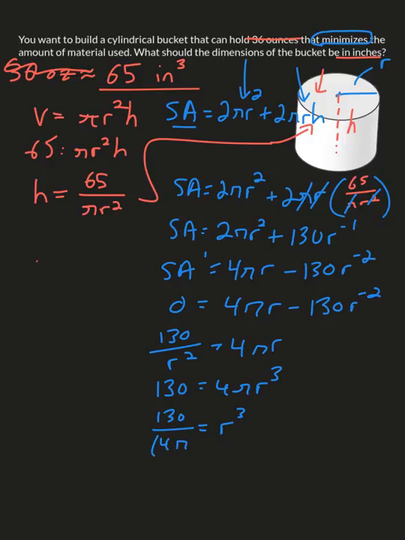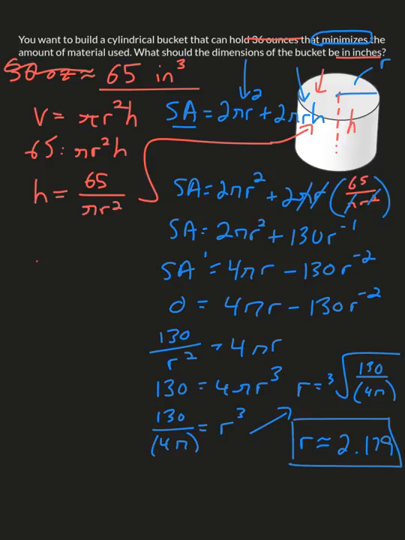Now, if you're using a calculator, you put parentheses around the 4 pi in your denominator. This is an extremely common mistake that people make. If you don't put parentheses, you end up with 130 divided by 4 multiplied by pi, but we want that 4 pi to be on the bottom. I take the cube root of both sides to get the cube root of that fraction, and then with my calculator I find that r is approximately equal to 2.179. So there's my radius, roughly 2 inches.